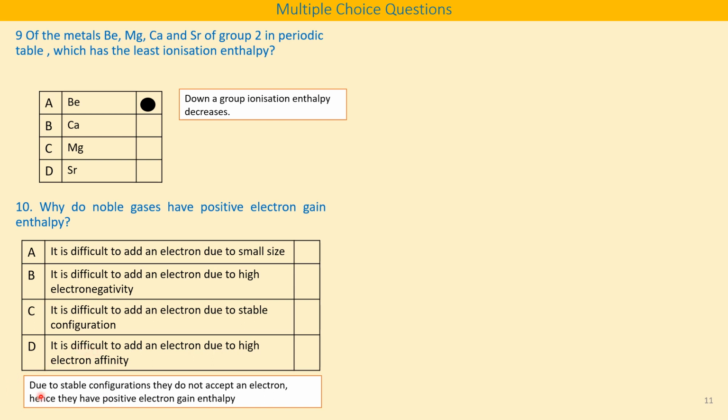Due to stable configuration, they do not accept an electron and hence they have positive electron gain enthalpy. Means option C is correct. Please mark it. Option C.